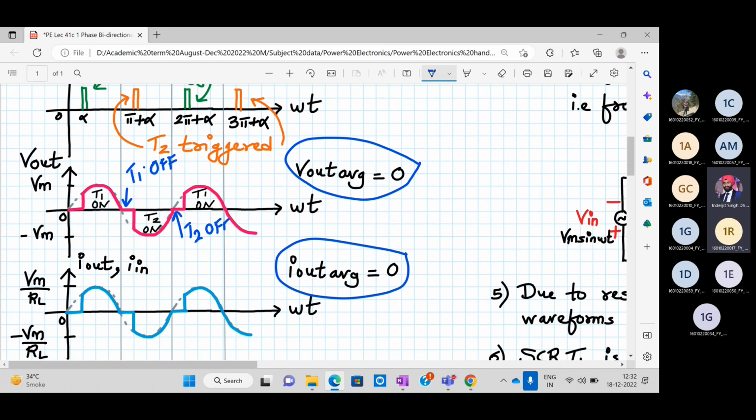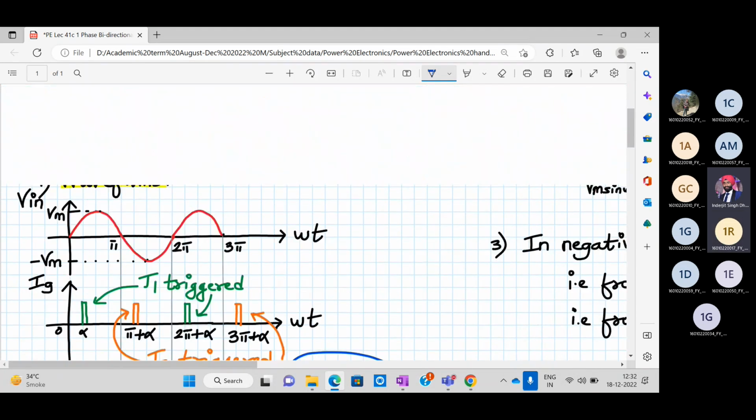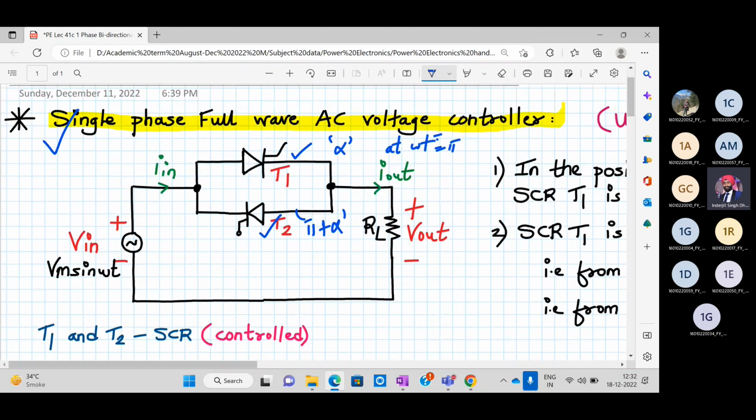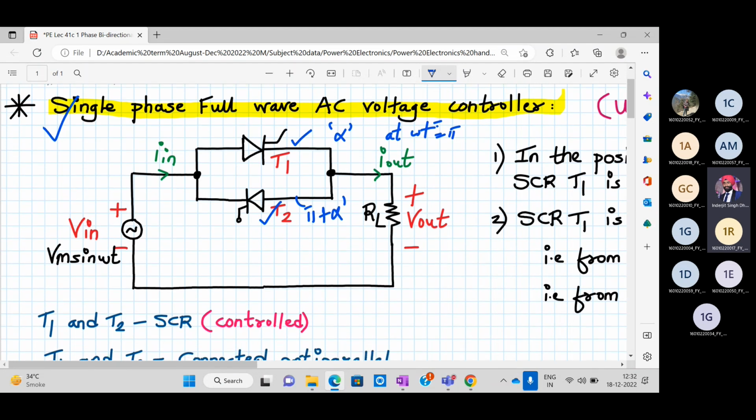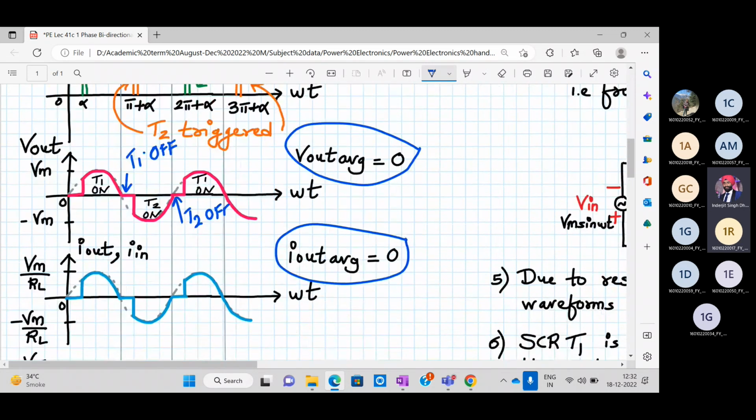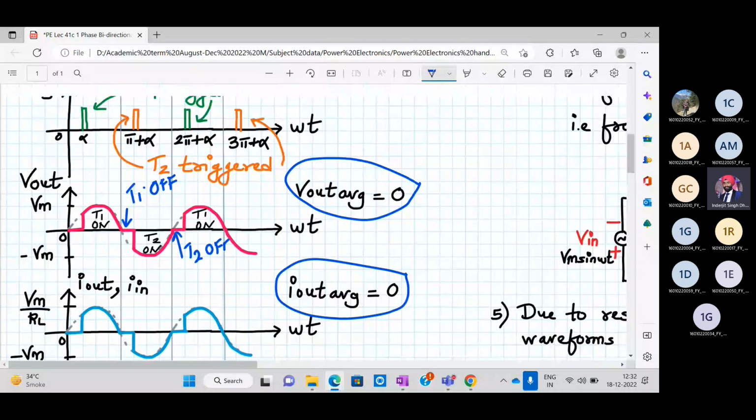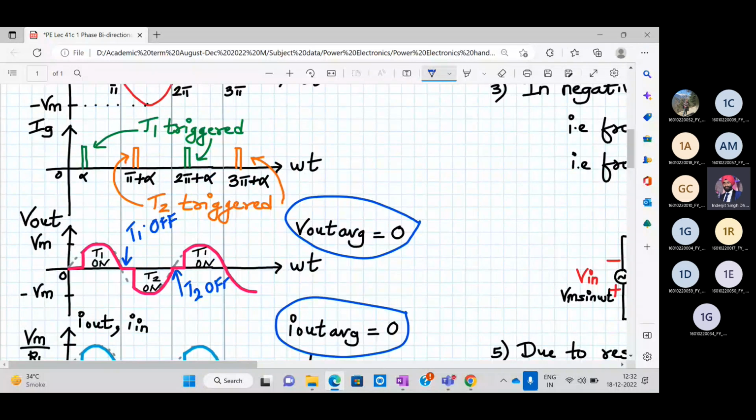Sir, in this circuit, since there are two SCRs, it is not possible to obtain a pure sine wave. There will be a gap in between the two when you talk about the waveform. Yes, not pure in the sense it doesn't contain any DC component. See, in power electronics, there is nothing called a pure sine waveform. The only thing is what I meant by pure is it doesn't contain any DC component.